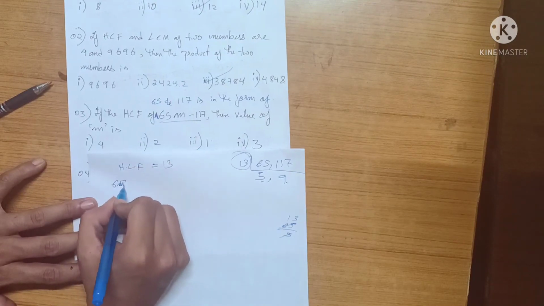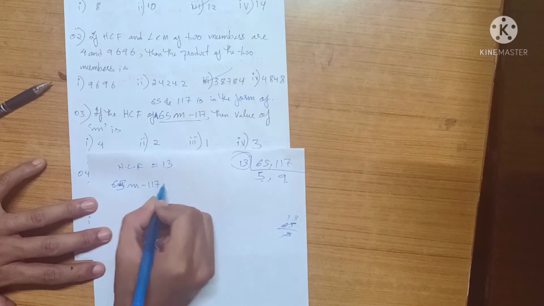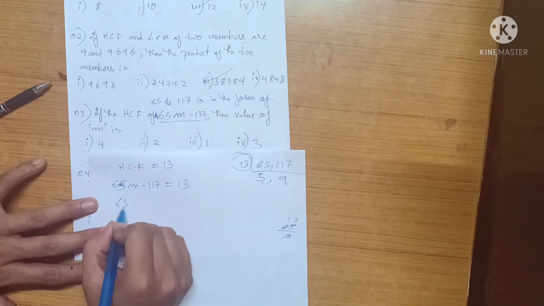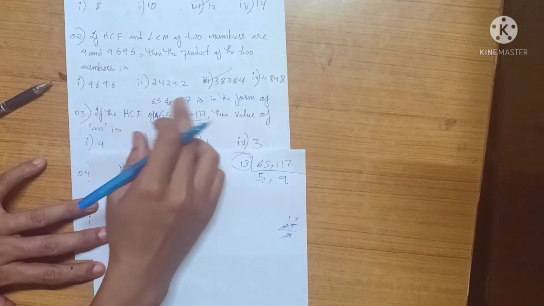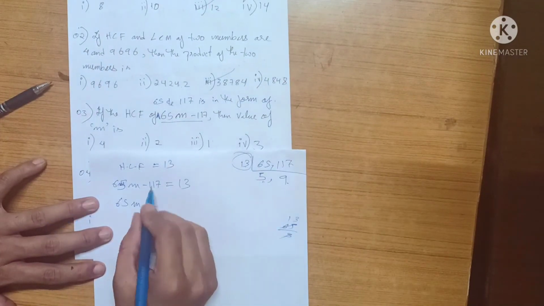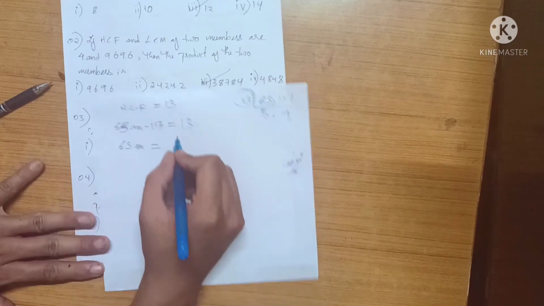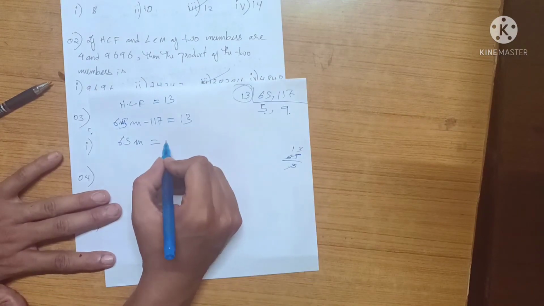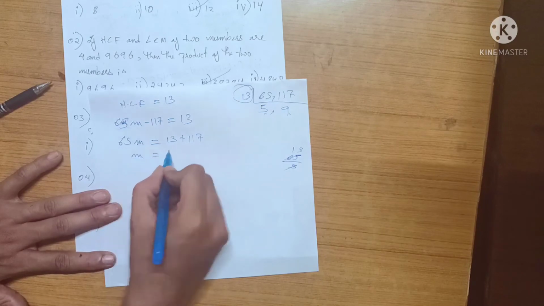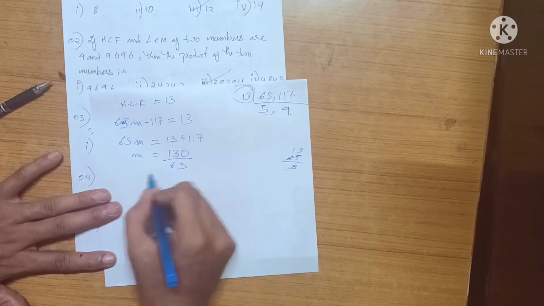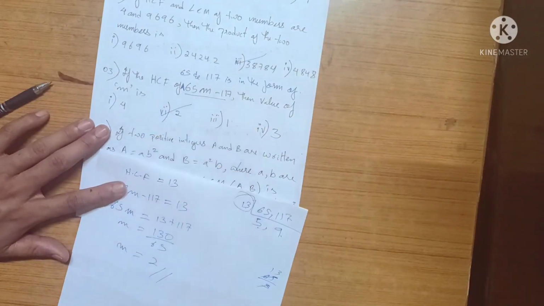So they are saying HCF is in the form of 65m minus 117, equal to 13. So 65m equals 13 plus 117, because 117 goes to this side. 130 divided by 65 is 2. So m should be 2. Okay.